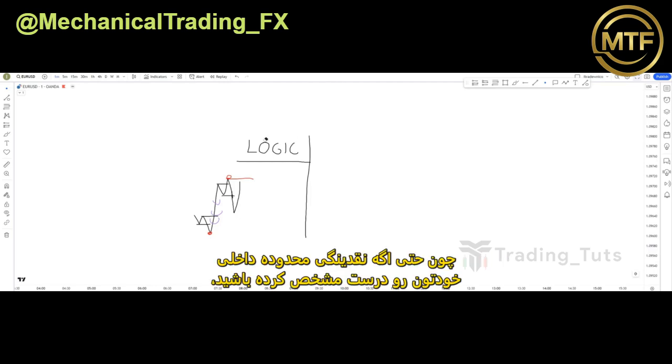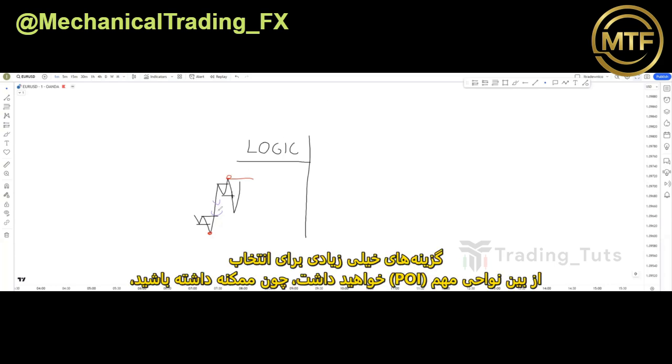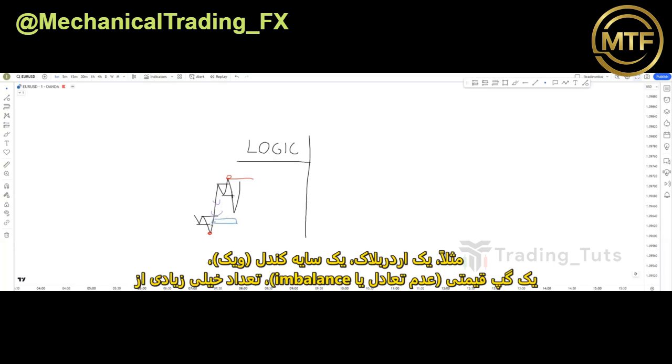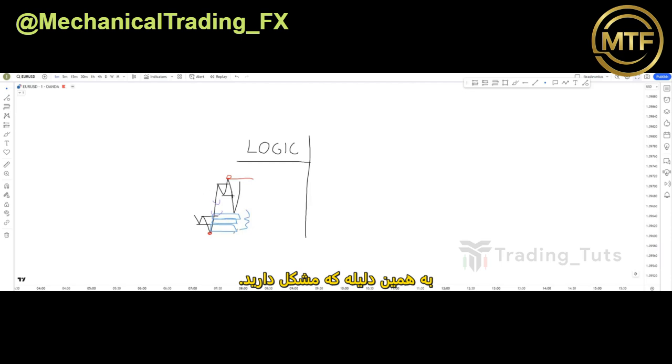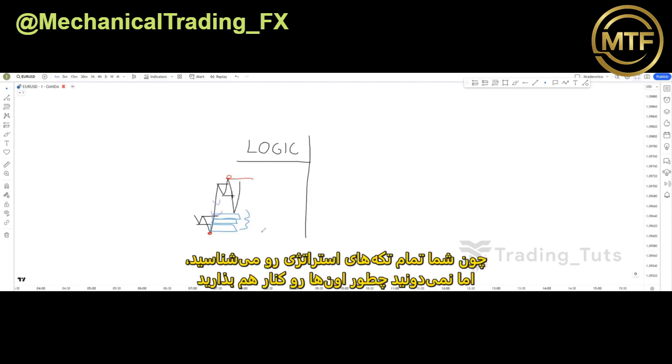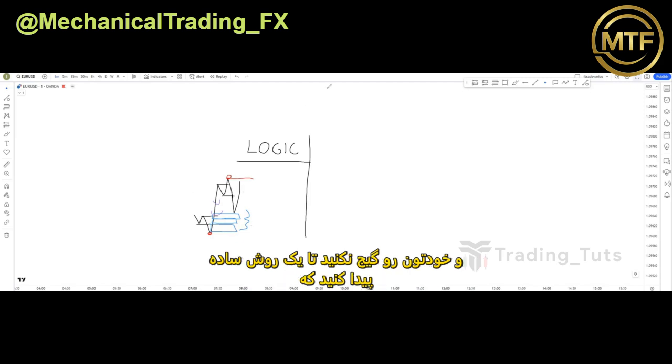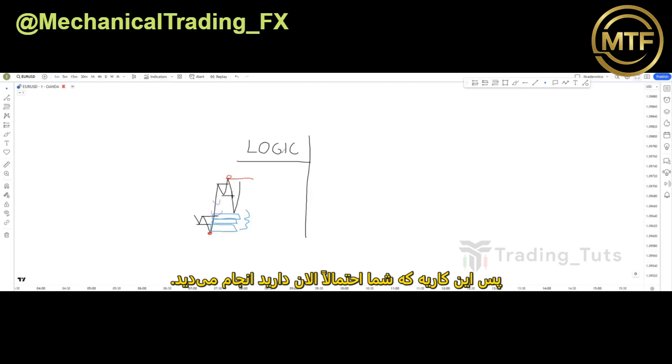Because even if you have marked up your internal range liquidity correctly, you will have so many choices to choose from for PIs because you have maybe, let's say, an order block, a wick, an imbalance fill. You have so many of them. So that's why you struggle, because you know all the pieces of the strategy, but you don't know how to put them together and not confuse yourself, to trade something simple that is effective. So that's what you're first doing right now. You're just trading using your logic.